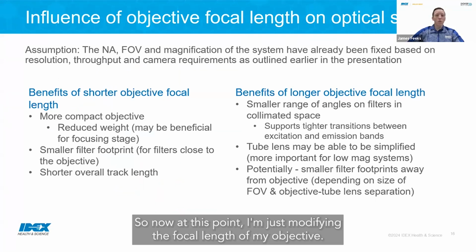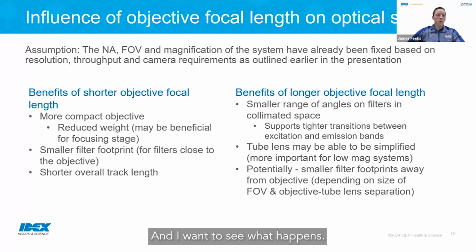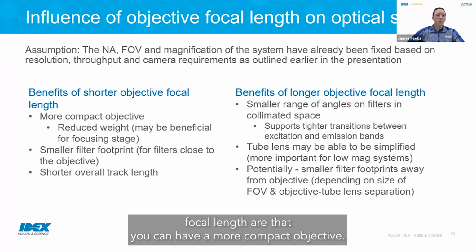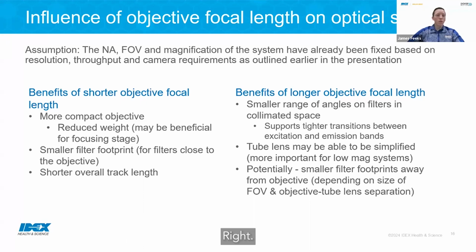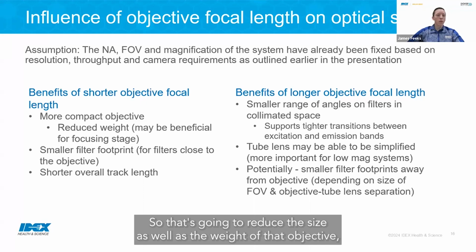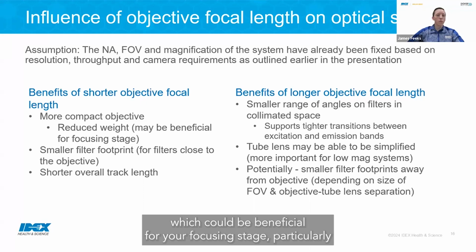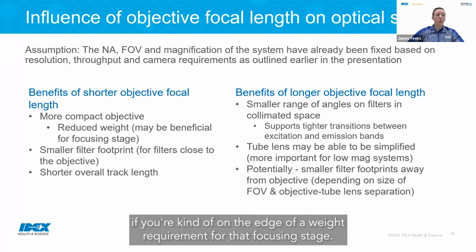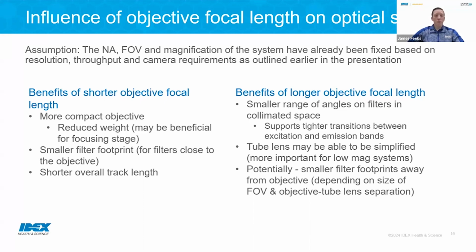So now at this point, I'm just modifying the focal length of my objective, and I want to see what happens. So some of the benefits of a shorter objective focal length are that you can have a more compact objective, right? So that's going to reduce the size as well as the weight of that objective, which could be beneficial for your focusing stage, particularly if you're kind of on the edge of a weight requirement for that focusing stage.